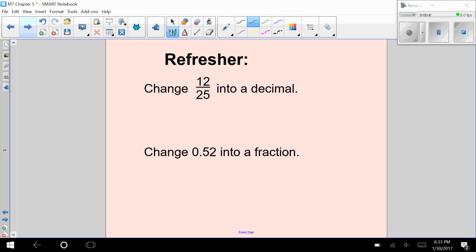Let's do a quick refresh. We change 12 over 25 into the decimal. Remember that we divide. 12 divided by 25. We add a 0 and a decimal, and a 0 on the end. 25 goes into 120 4 times, making 100. Subtract, and I have 20 left over, so I add a 0 and bring it down. 25 goes into 200 8 times. 8 times 25 is 200, with nothing left over. So 12 25ths is 0.48 as a decimal.